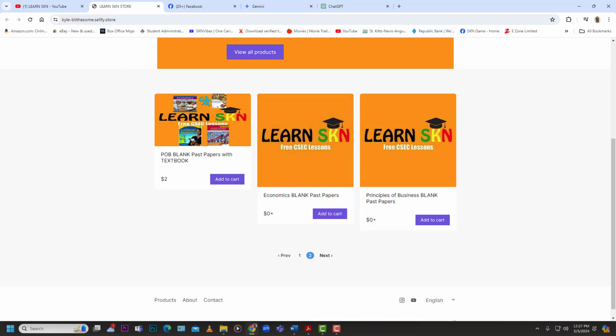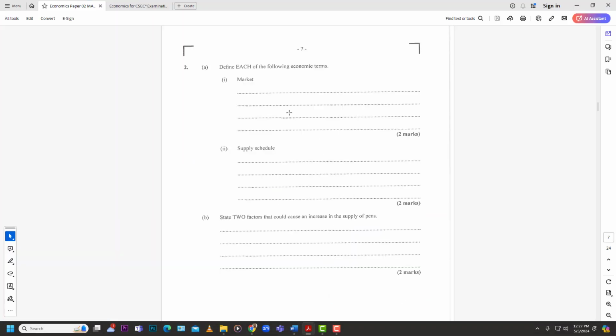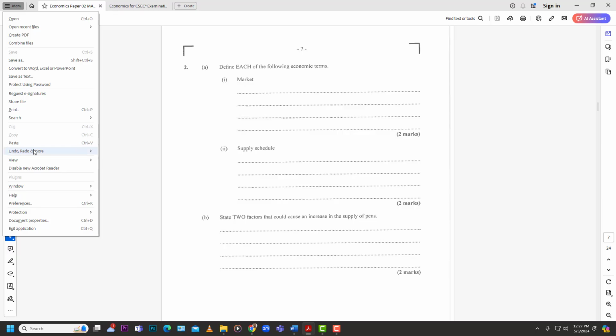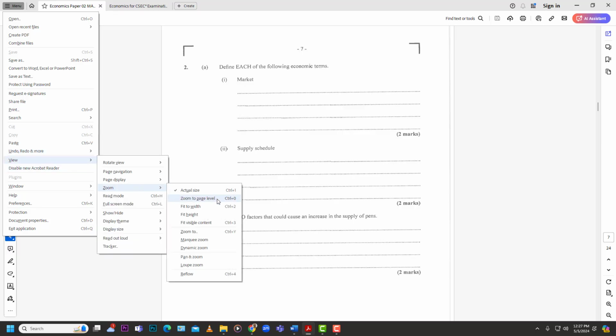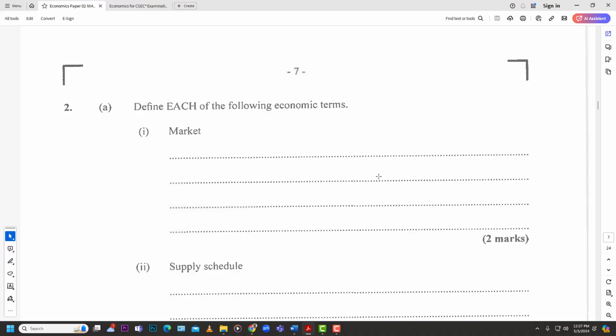All right, so let's just jump back into the question right now. So number 2, define each of the following economic terms. And so we have market as the first term right there, and of course we know that a market is any situation that brings a buyer and seller into contact to conduct business. Any situation. We say situation because we don't have to be there physically for it to be considered a market.